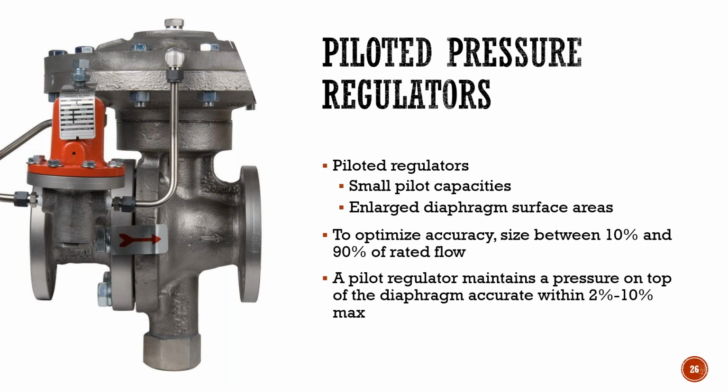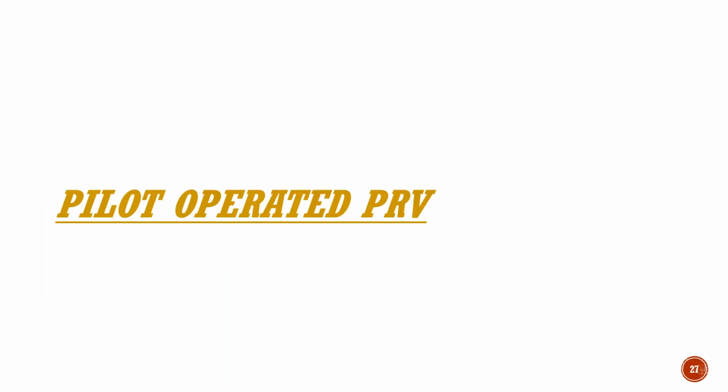And to optimize the accuracy here, you can actually run this between 10 and 90% of the rated flow. So you're going to have greater turn down, greater rangeability in a pilot operated regulator than you are going to have in a direct operated regulator. And it maintains a pressure on top of the diaphragm accurate within 2 to 10%. So very accurate, much more accurate than most direct operated.